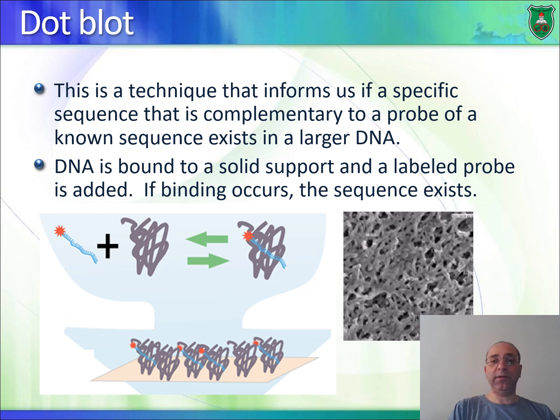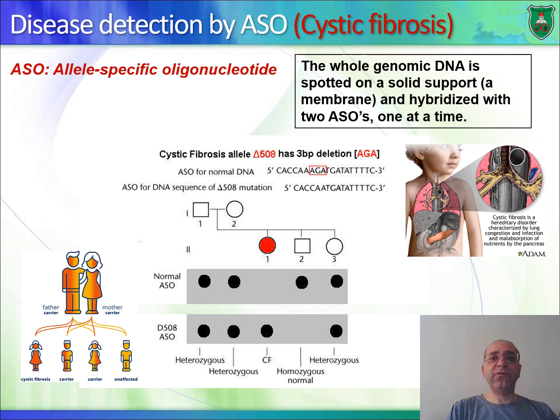So that's the idea of a dot blot. Now, here's an example of an application of dot blotting. We can use dot blotting to diagnose cystic fibrosis. Cystic fibrosis is a respiratory disease. It's a condition.